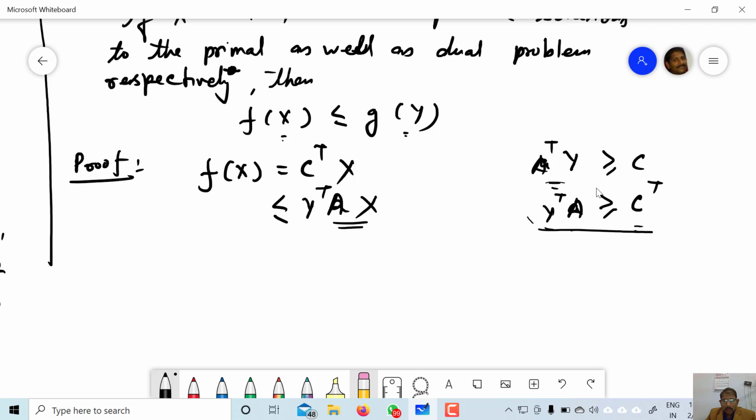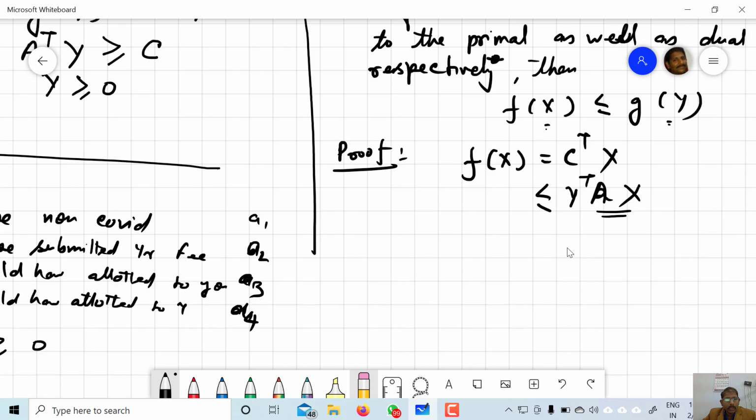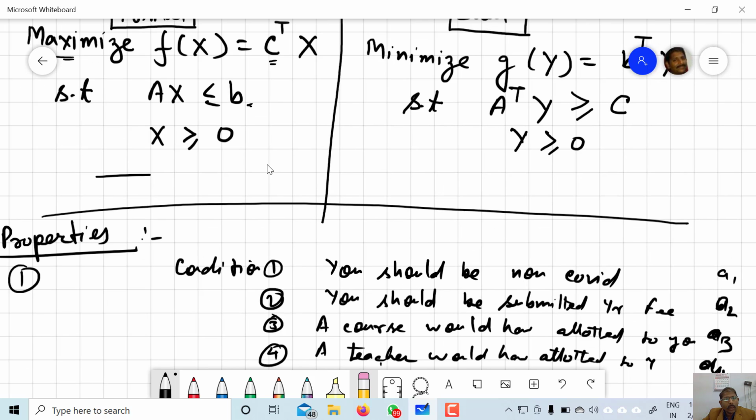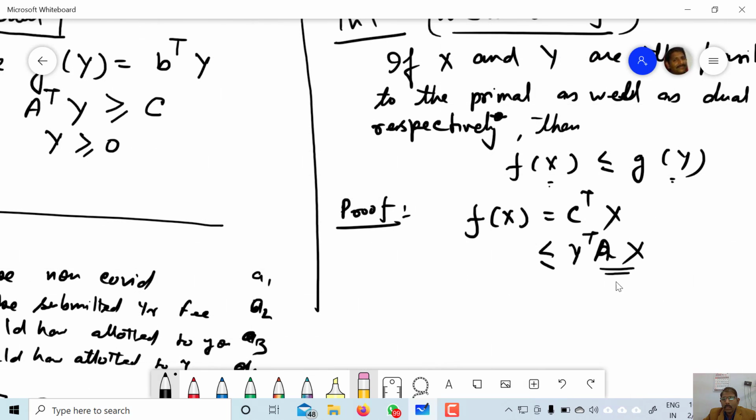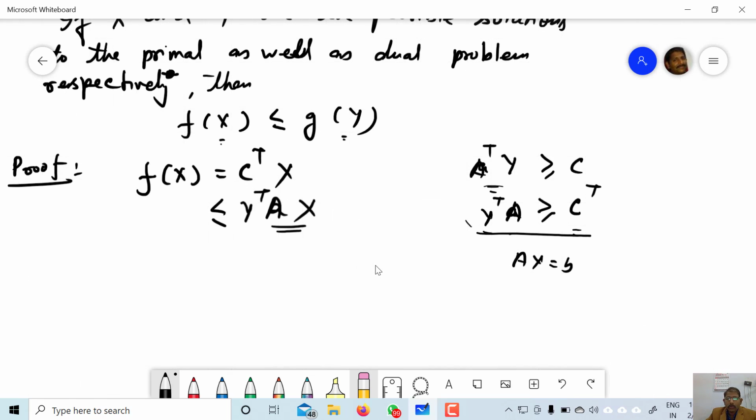And what is Ax? We know that in the primal, Ax is less than or equal to b. So in place of Ax, we can replace it by b, and y transpose will remain the same. Because the lower side is again greater than or equal to the upper side, this sign will remain here. And what does it become? y transpose b.